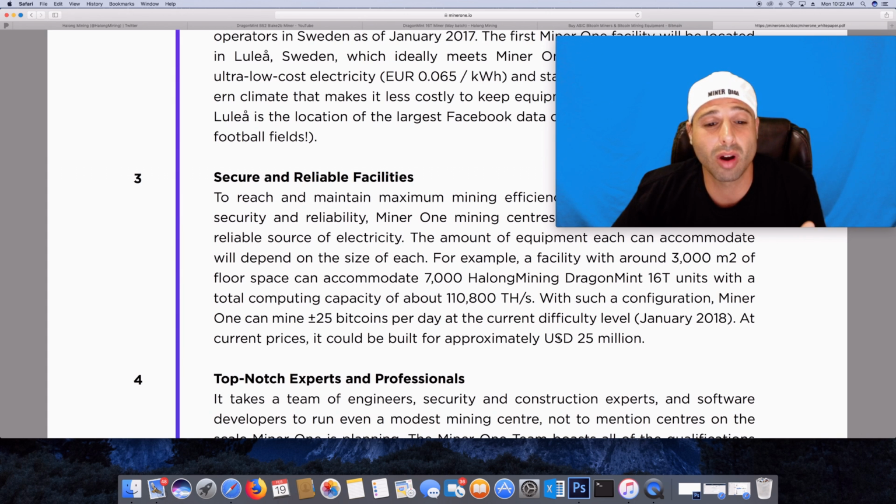Is this evidence to support that these 16 terahash miners are coming out, and are the S9s done? Or are we finished with these? Let me know in the comments below, guys.